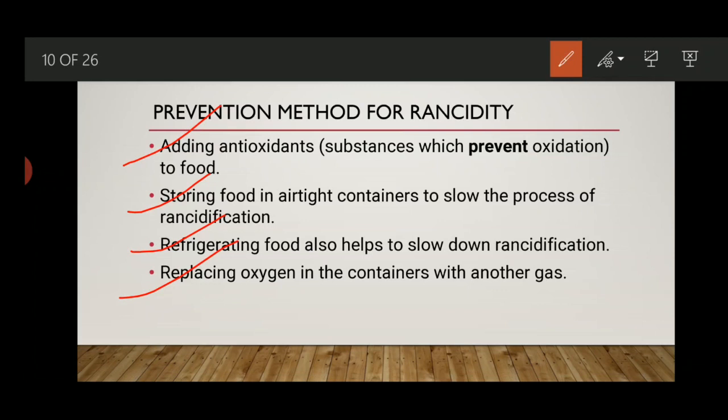So up to here we have discussed rancidity and corrosion and their prevention methods.